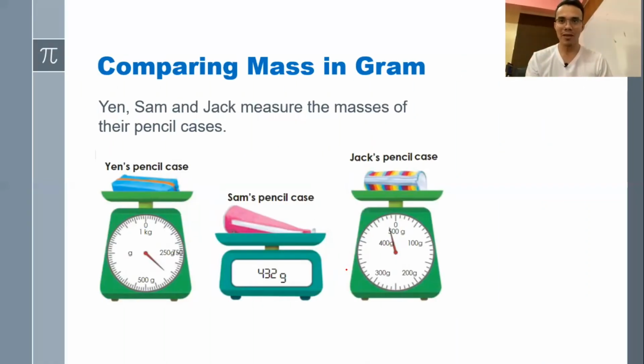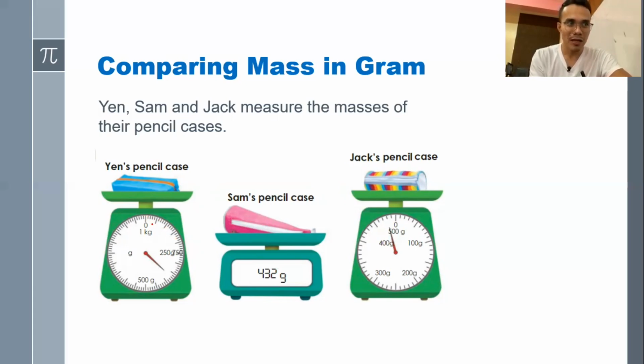Our next topic is about comparing mass in grams. How do you compare mass in grams? Let's have the following example. Yen, Sam, and Jack measure the masses of their pencil cases. The first thing that we are going to do is to find the mass of each pencil case. What do you think is the mass of Yen's pencil case? Let's read the weighing scale.